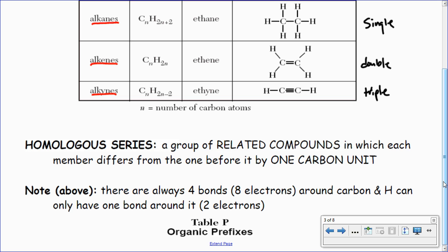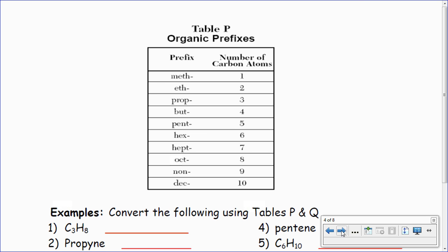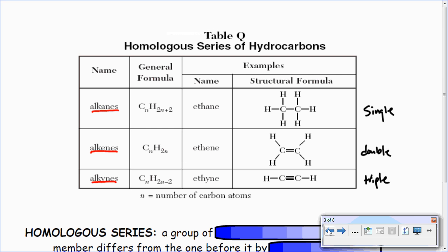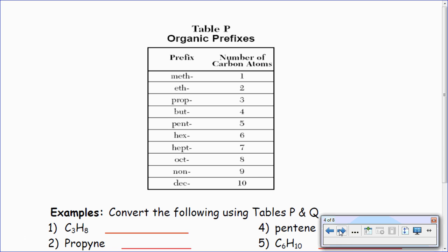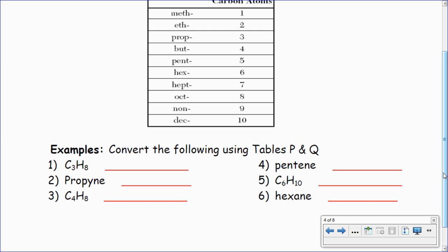Remember, carbon likes to have 4 bonds all the time. Hydrogen likes to have just 1. Okay. Table P is the organic prefixes. Table P helps us figure out the first half of a hydrocarbon's name, and Table Q helps us figure out the second half. The first half is the prefix, which is for the number of carbons. And the second half is the suffix, and this is for which homologous series it belongs to.